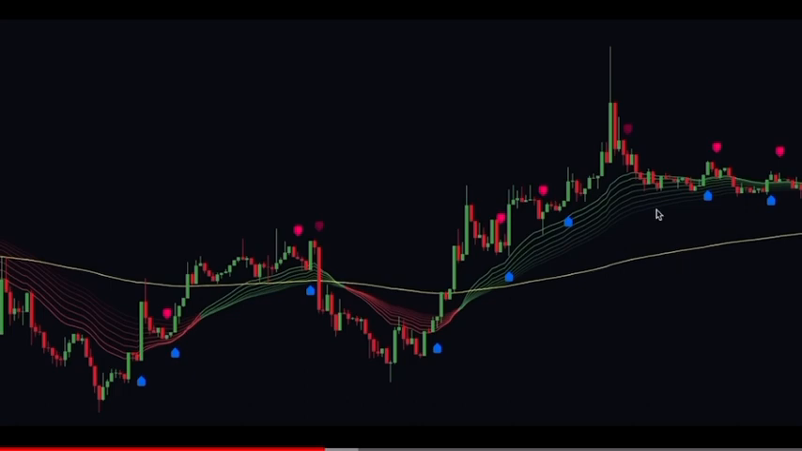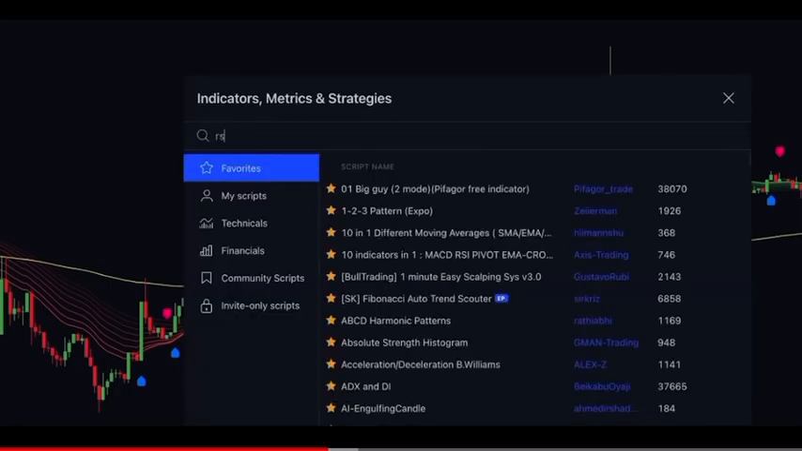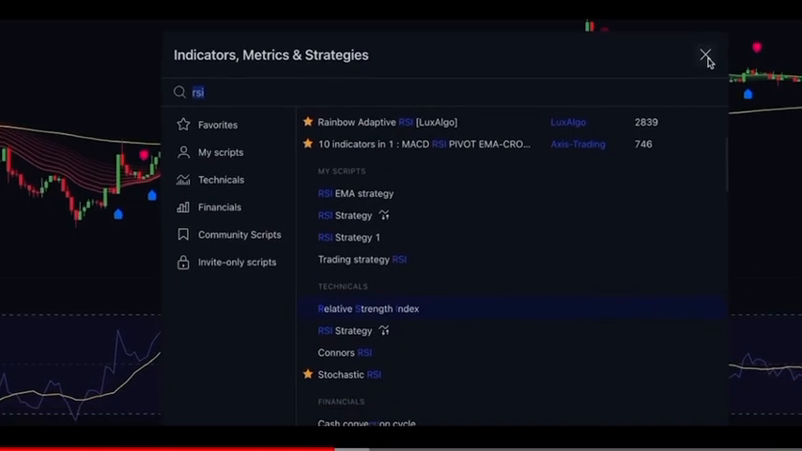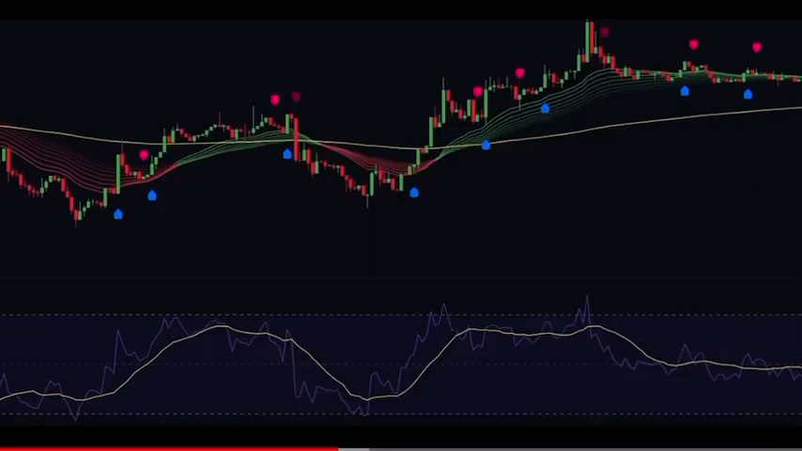That's why ChatGPT suggested using the relative strength index as secondary confirmation. As you probably know, the RSI is used in trading to measure the strength of a security's price action.